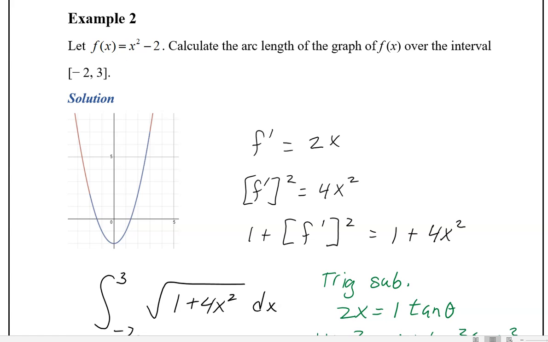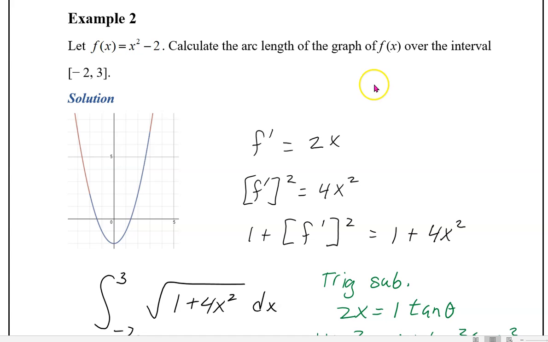Let's take a look now at example 2, f of x equals x squared minus 2. We want to calculate the arc length over the interval from -2 to 3. You see here on the left the graph of x squared minus 2. That means the vertex has been pulled down 2. You can see in blue the region between -2 and 3, which is the arc length we're trying to find. This is a more difficult problem, so I've included the solution to it in the notes.